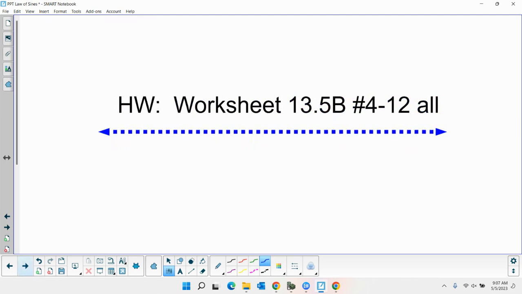So I have a worksheet for you to do numbers 4 to 12. Okay? And like I said, on Monday we'll learn law of cosines. We'll have a quiz over law of sines and cosines next Friday. That'll be our last quiz, and then we'll start getting ready for the exam. Just kind of give you what's going on next.